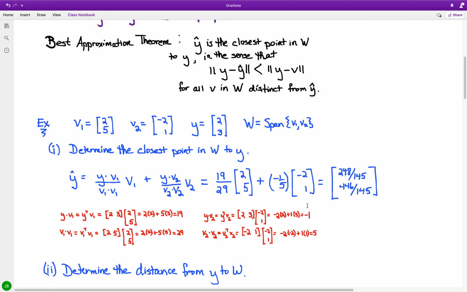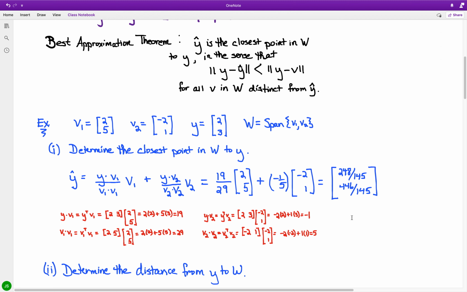If we add the top and bottom portions together, for the closest point this is going to be 248 1/45 and 446 1/45, and this is the closest point to y, where y is equal to 2, 3.